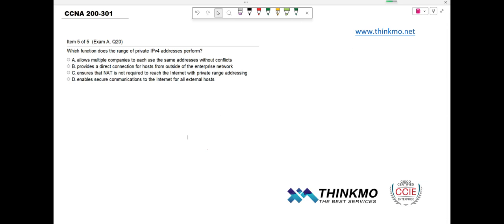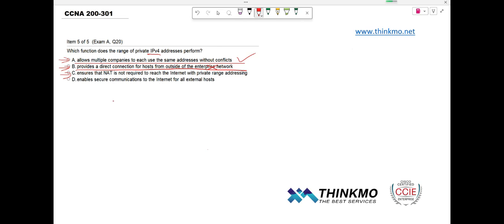All right, let's see Q5. Question 5 is about IPv4. Regarding IPv4, what is the purpose of the range of private IPv4 addresses? So first, let's look at answer A. It says that it allows multiple companies to use this subnet address, and these companies using the subnet address won't conflict. So that's correct. The second answer is to provide a direct connection for external hosts of the enterprise. That's wrong. It's impossible to provide for external use.